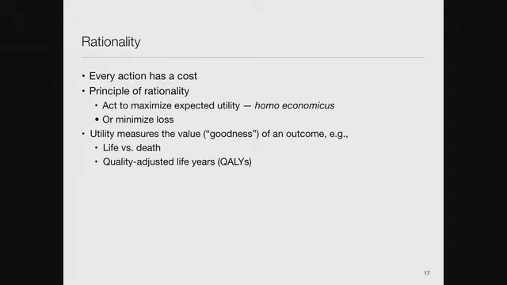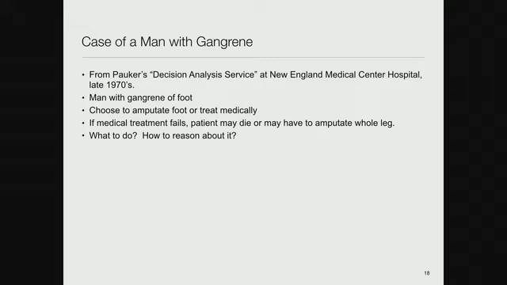So as I mentioned, every action has a cost, and utility measures the value or the goodness of some outcome, which is the amount of money you've won, or whether you live or die, or quality adjusted life years, or various other measures of utility, how much it costs for your hospitalization. So let me give you an example. This actually comes from a decision analysis service at New England Medical Center, Tufts Hospital, in the late 1970s.